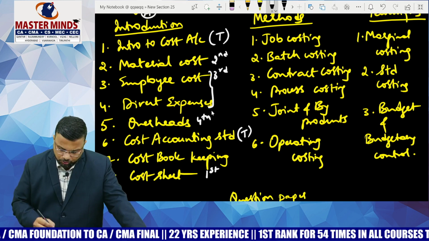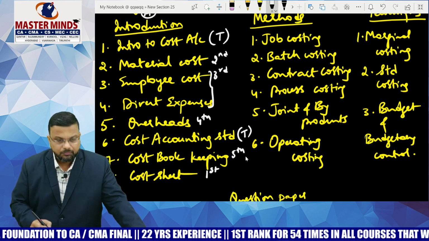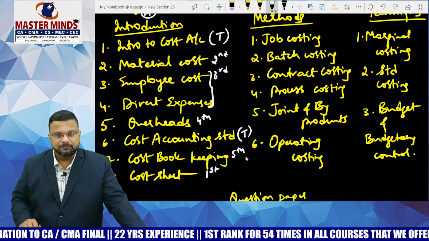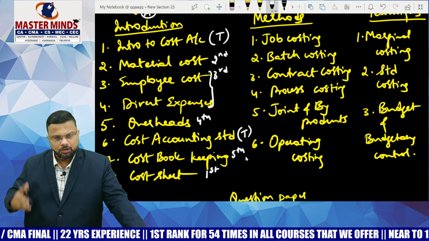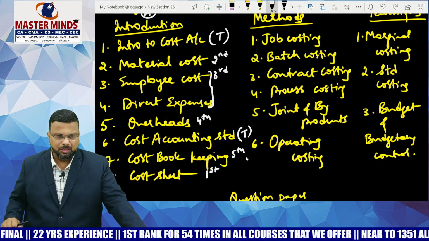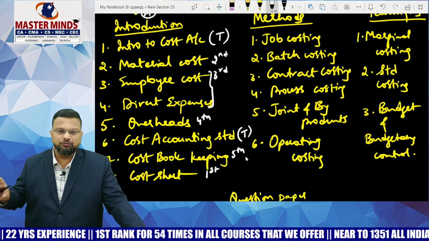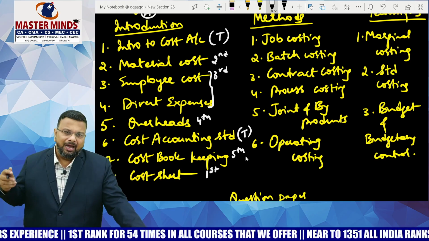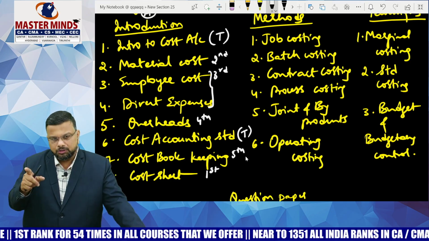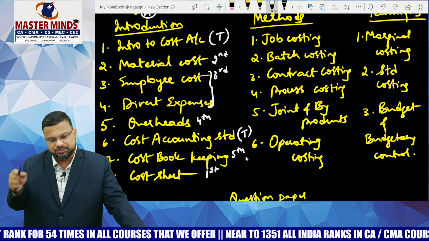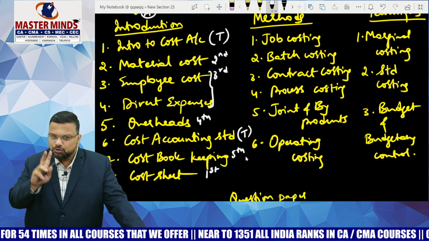Now, cost bookkeeping. Most of the students take it as a choice, but my advice is that if you are comfortable, go through the reconciliation part. Both financial profit and costing profit will be given, and you have to do the reconciliation. At least go through that one. And in our Masterminds material, there are 2 problems, both in the integrated as well as the non-integrated system, related to entries. Just go through those entries.